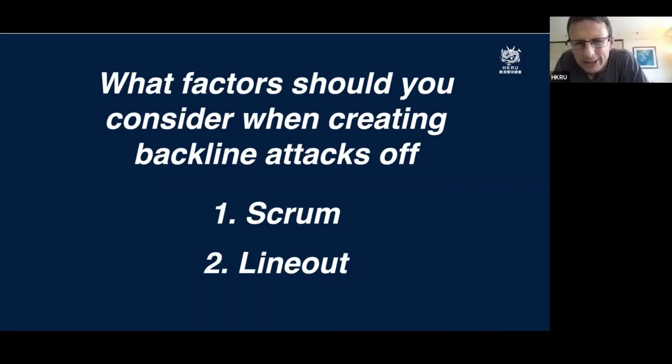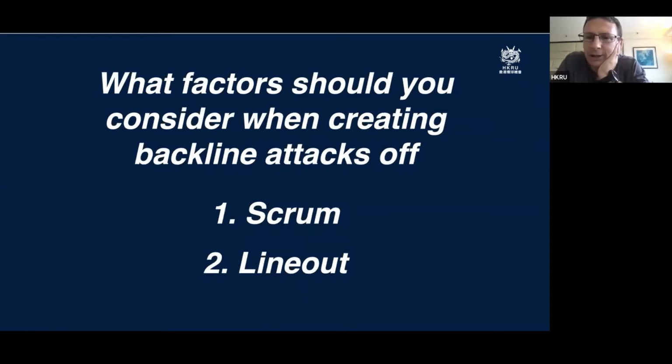Okay, sorry, I've got something about scrum dominance. Was that right? Sorry, I can't quite hear with the sound. It might be a little harder to get your forwards back into action after the scrum versus the line out. Okay. Nice. Anything else on scrums, guys?